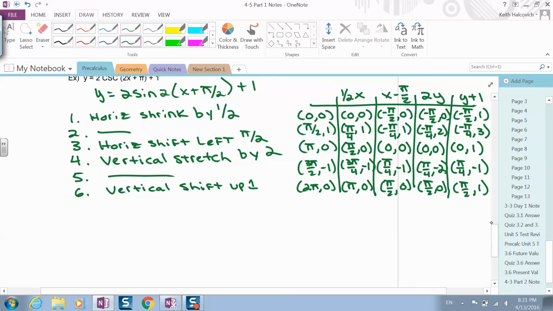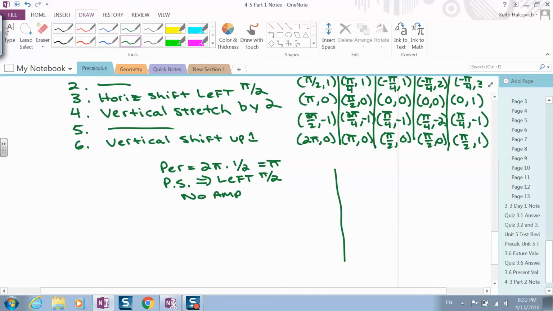Alright, if you notice, the period is 2 pi times 1/2, which is pi. The phase shift is to the left, pi over 2. And remember, there is no amplitude in the cosecant. So remember, the first thing we're going to do, and because there's some negative x coordinates, I'm going to leave space here.